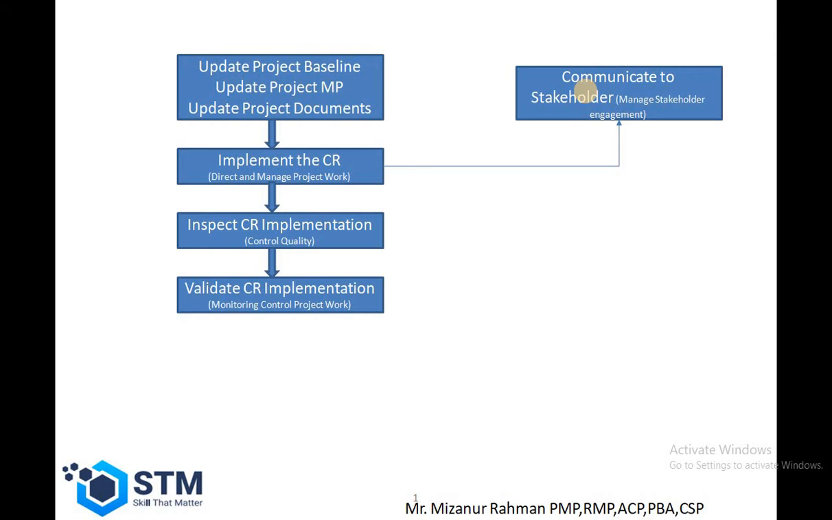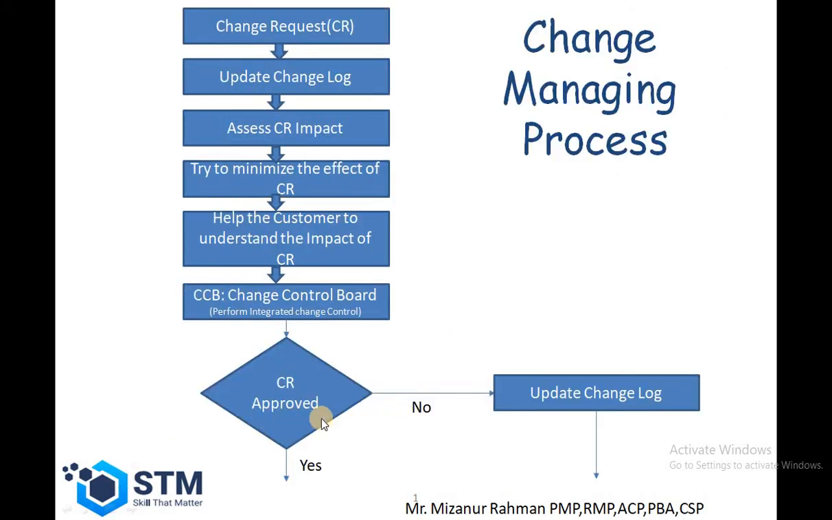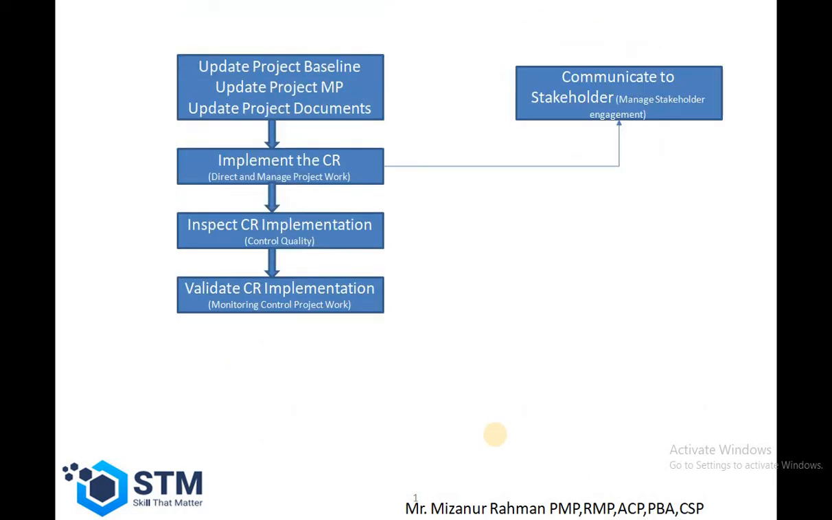raised the change request. Then inspect the CR implementation through the quality control process. After that, validate the CR implementation. That means the monitoring and control process has to be used to validate the change request implementation. If the change request is not approved by the change control board, then we also need to update the change log. Then the project manager will communicate to the project stakeholders who requested the change.